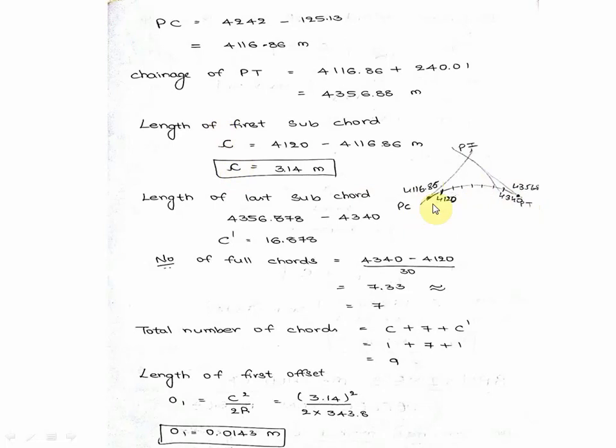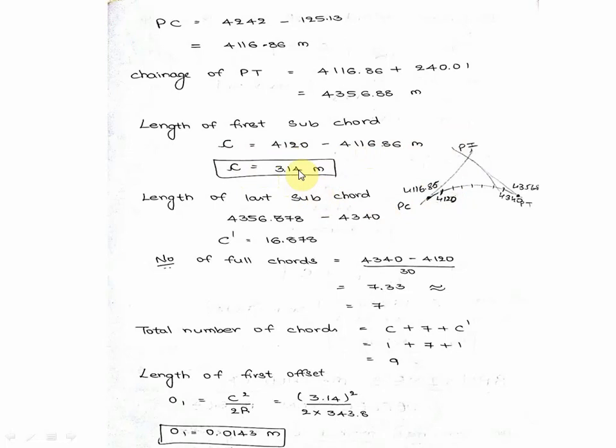Okay, so the first subchord is equal to, take the nearby roundup value. If this is 4116, the nearby roundup value will be 4120, right? So small c equal to 4120 minus 4116.86, you will get length of first subchord 3.14 meter. Okay, remember the nearby roundup value should be less than the normal chord.